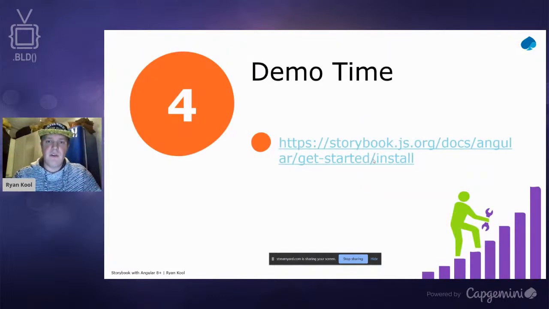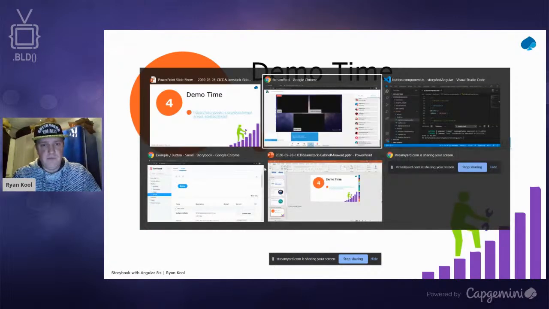So, demo time. What I used, for this demo at least, is the basic Storybook docs Angular get started install, which is the way of installing Angular with Storybook. If I'm not mistaken, it should be in the comments at this moment. So if you want to look at it, you can look at it later. I will show you some demos first.